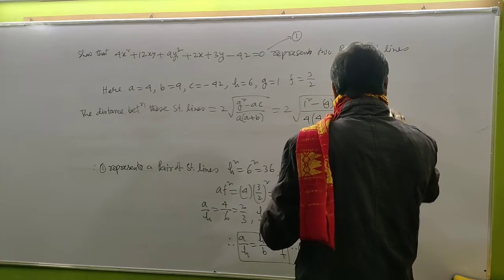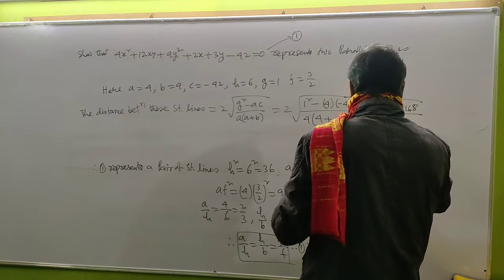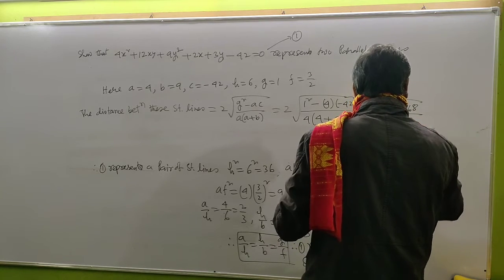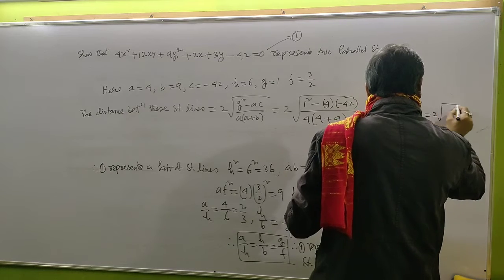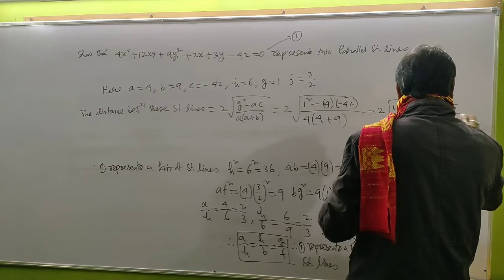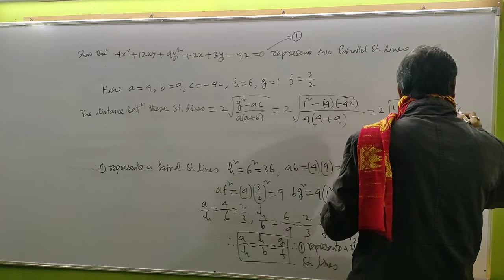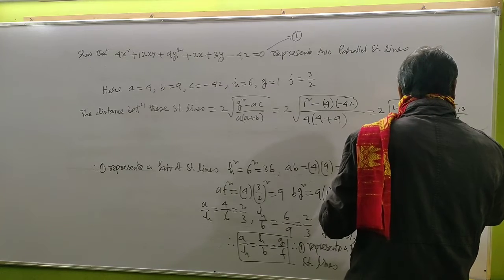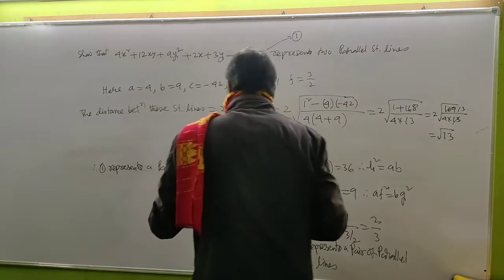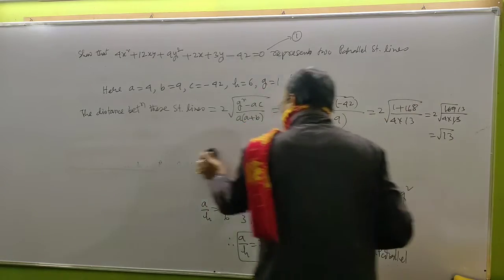This is equal to 2 into root of (1 plus 168), 169 divided by 4 into 13. This is 13. Equal to root of 13. You will get root of 13.